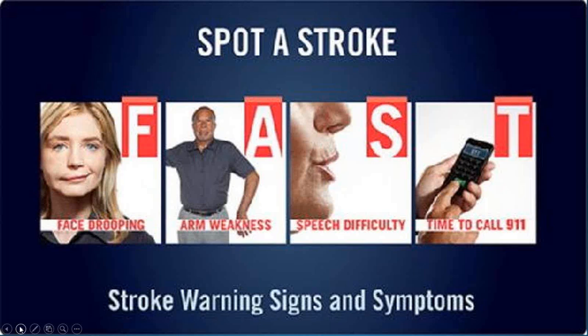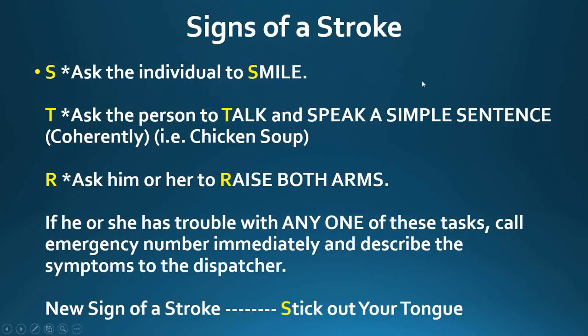FAST is a good way to look at it too. Look at the face drooping, arm weakness, or speech difficulty. So that's one mnemonic you can use. You can also use STR, which are the first three letters of stroke, and it asks the patient to smile, asks them to talk, asks them to raise both arms over the head, and then there's a new sign, stick your tongue out.